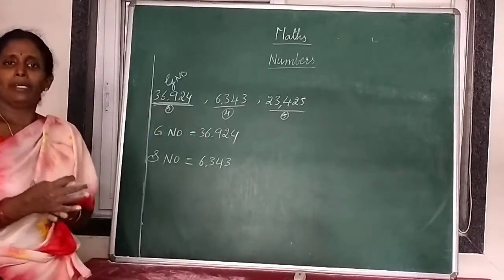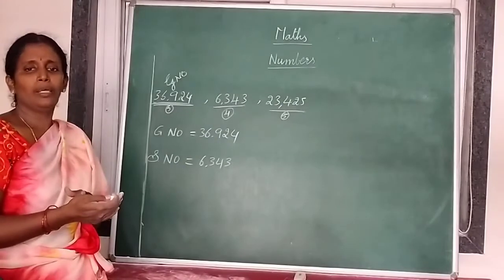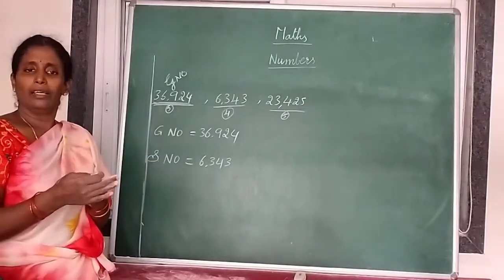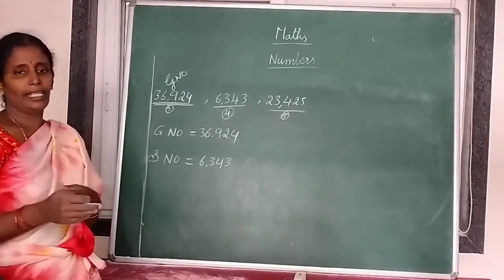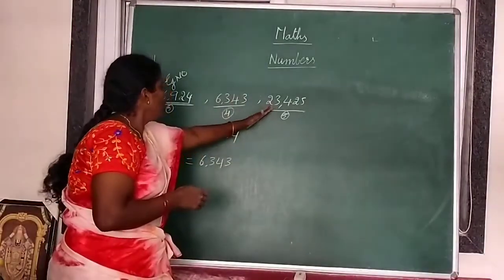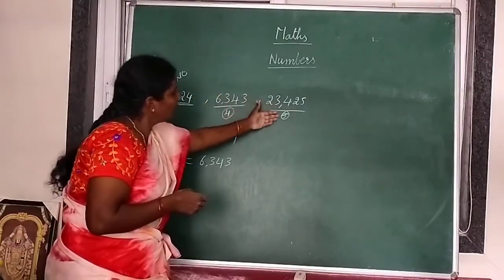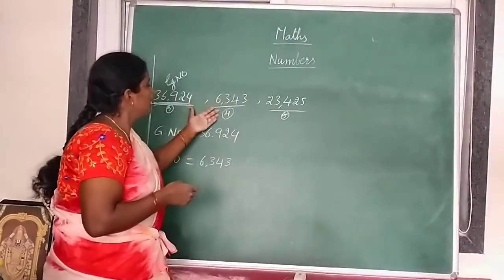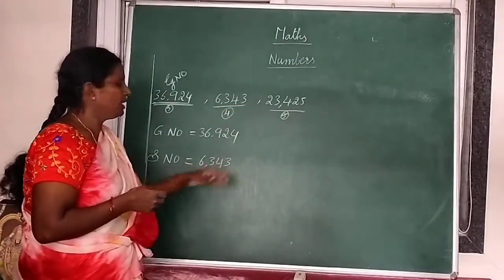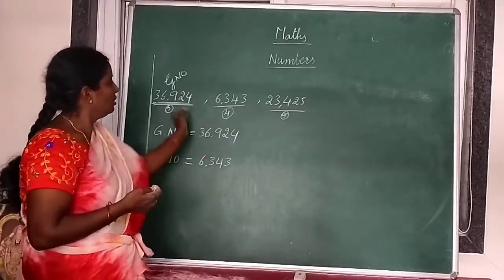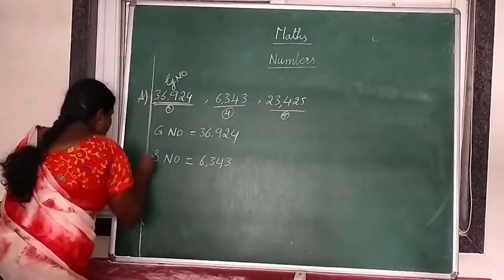Remember, in which number less number of digits are there, that is the smallest number. If you compare 2 or 3 or any number of numbers, in which number more number of digits are there, that is the greatest number. So we are comparing these two. In this number 4 digits are there and in this number 5 digits are there. So a 4 digit number is always less than a 5 digit number. So 6,343 is smaller than the remaining two. Understood? Now one more question.